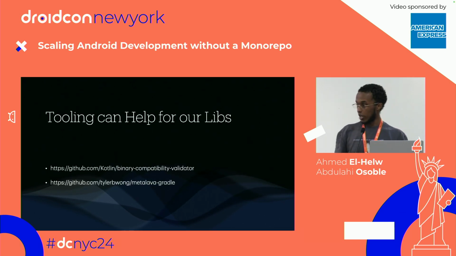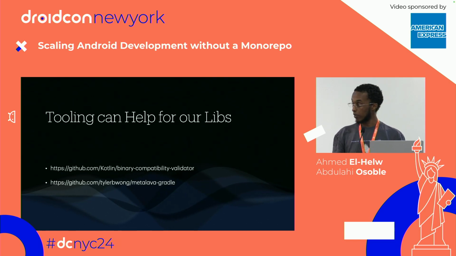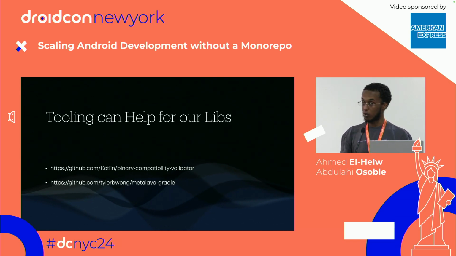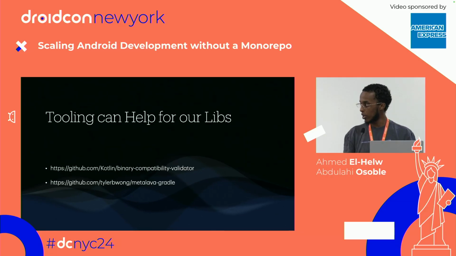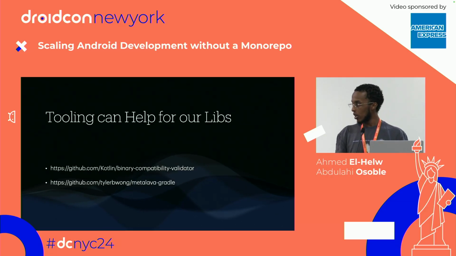So there are tools that can help you catch this. There's Kotlin's binary compatibility validator, and then there's also Google's Metalava. Both of them operate similarly, in which they spit out a .txt file with your public API.